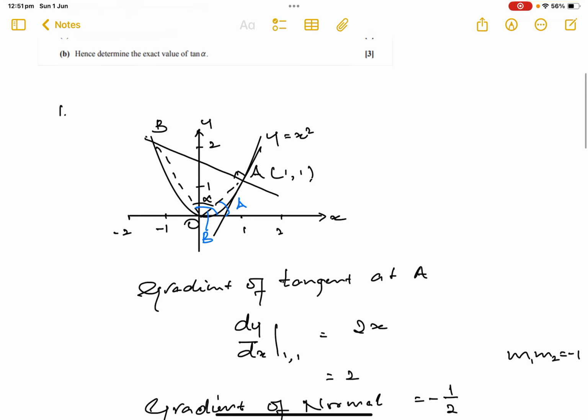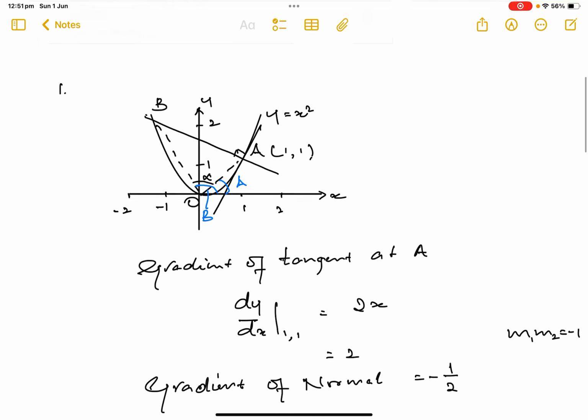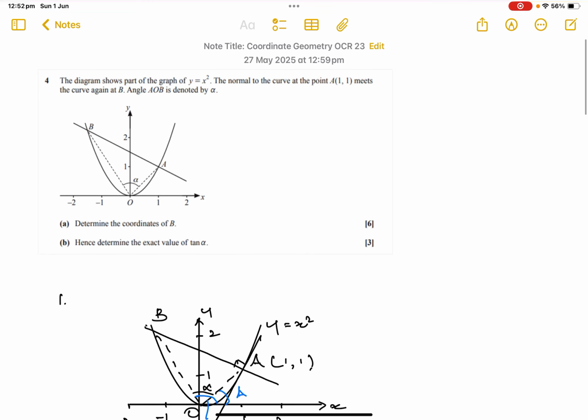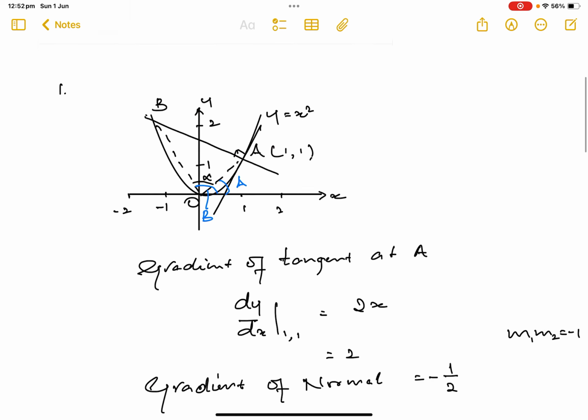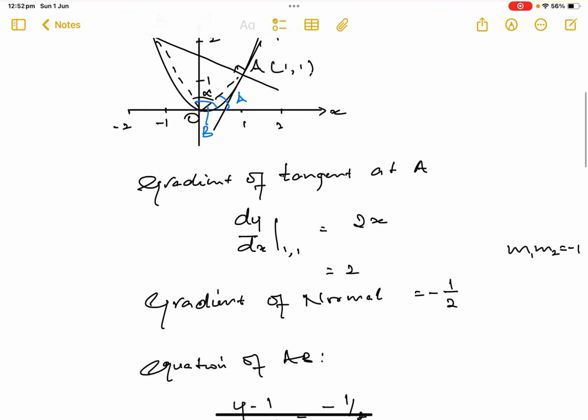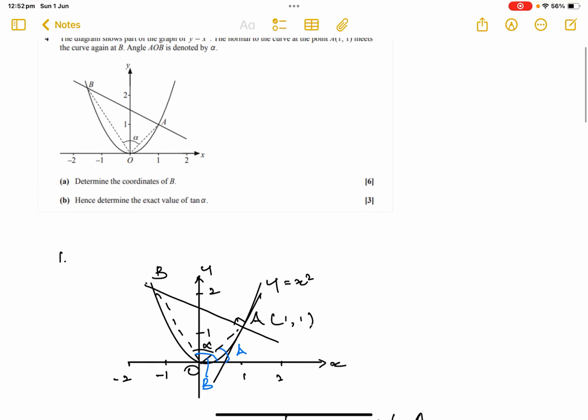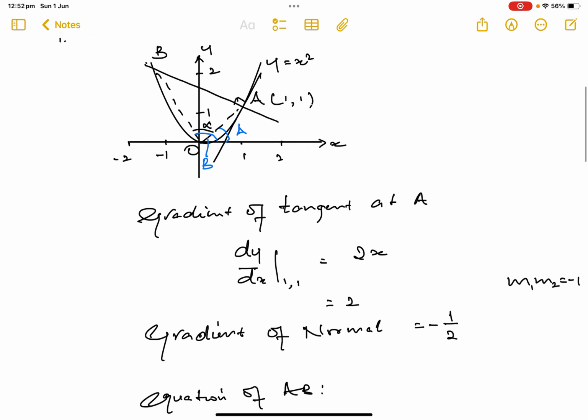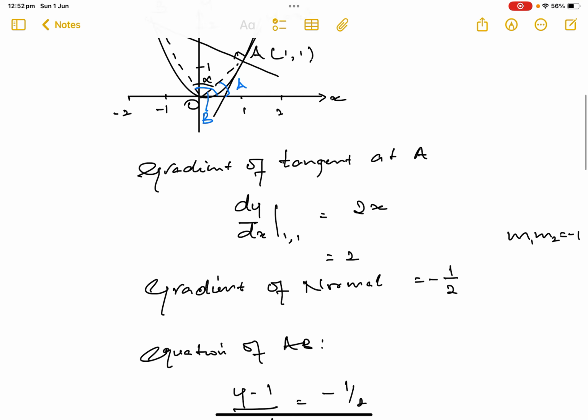I'll just resketch the diagram and let's start the question. The first part is to determine the coordinates of B. What we know is that the normal to the curve at A is perpendicular to the tangent. So we first need the gradient of the tangent at A, that is dy over dx.